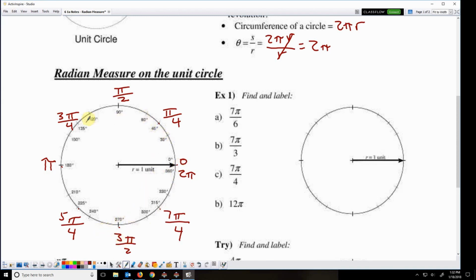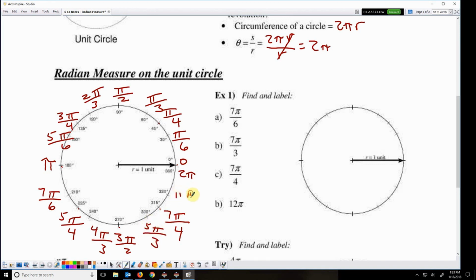For the other numbers, I count by sixths. So this is 1/6. 2/6, and 2/6 is 1/3. 3/6, which is 1/2. 4/6, which is 2/3. 5/6, and 6/6, which is 1. 7/6, 8/6, which is 4/3. 9/6, or 3/2. 10/6, which is 5/3. 11/6, and 12/6, which is 2.